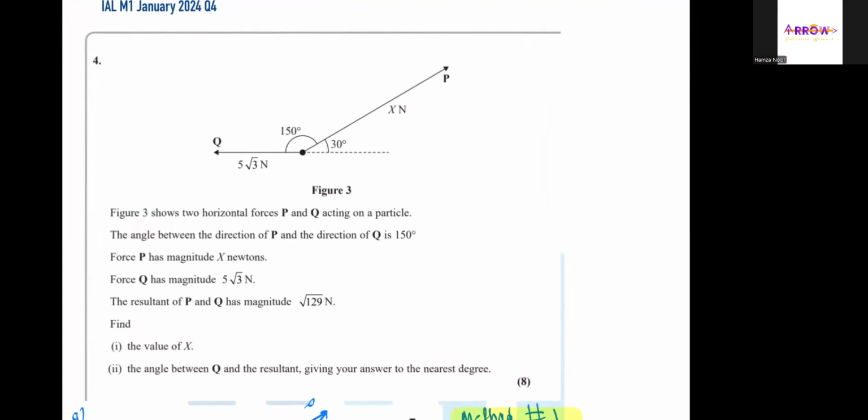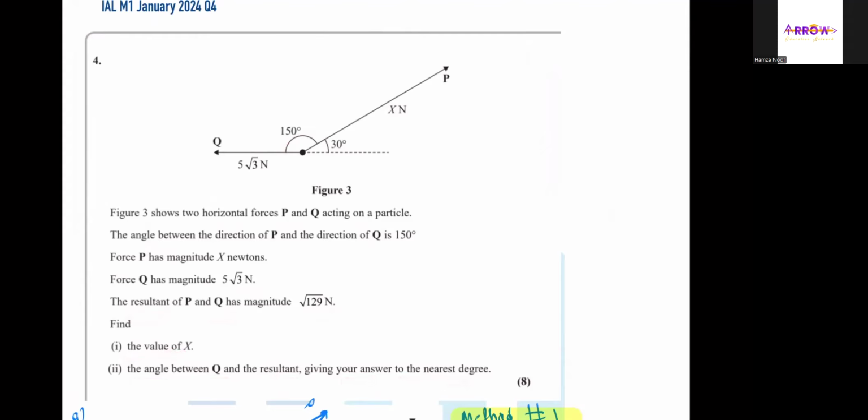Figure 3 shows two horizontal forces P and Q acting on a particle. The angle between the direction of P and the direction of Q is 150 degrees. The angle between P and Q is an obtuse angle. Force P has magnitude x newtons, and force Q has magnitude 5 root 3 newtons. The resultant of P and Q has magnitude root 129 newtons. Find the value of x and find the angle between Q and the resultant, giving your answer to the nearest degree.